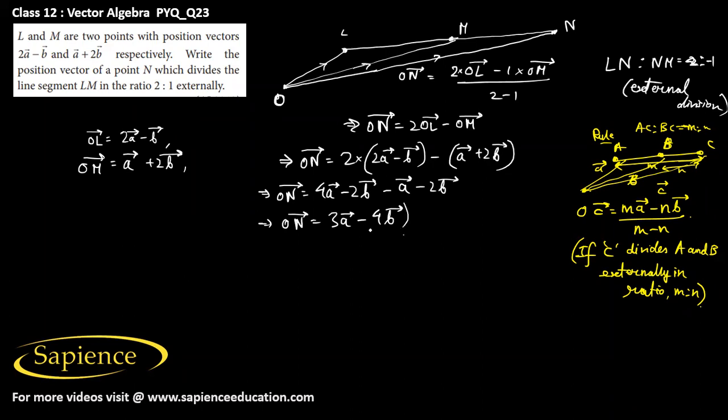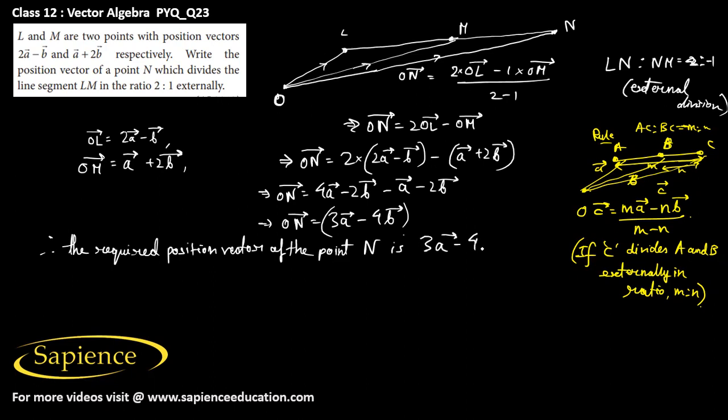So this is the required position vector of the point N. Therefore, the required position vector of the point N is 3a vector minus 4b vector. So this is the final answer.